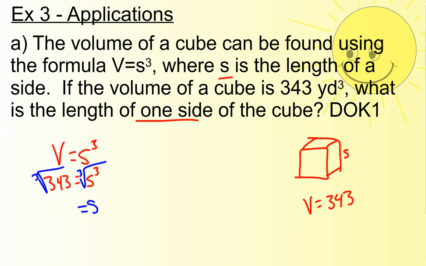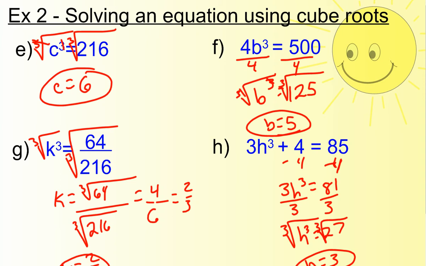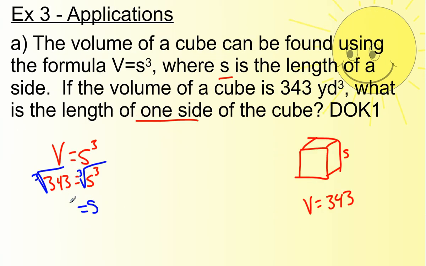Was that one of our special cube roots? There it is. 343 is the perfect cube of 7. So if I take the cube root of 343, I get 7 yards. So each side of the cube is 7 yards long.